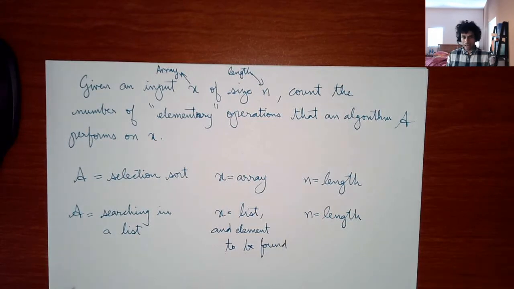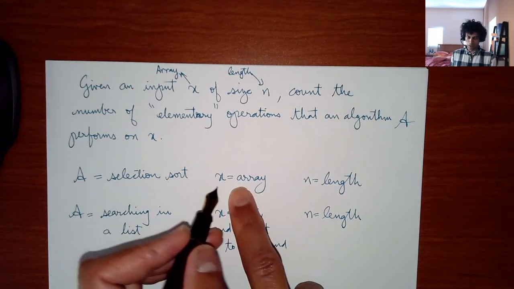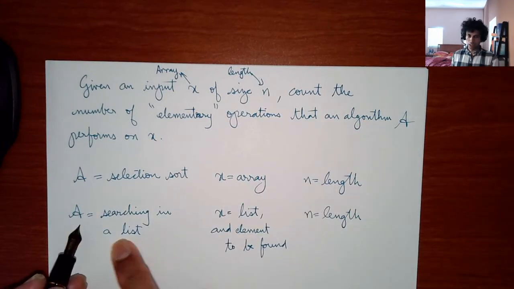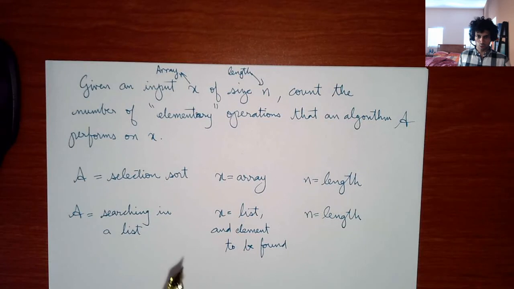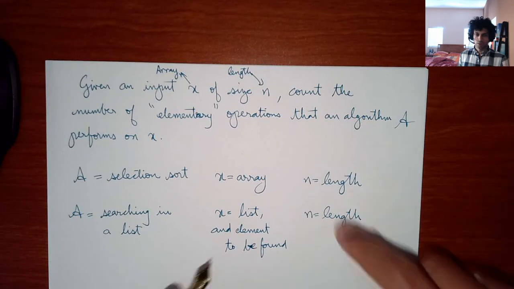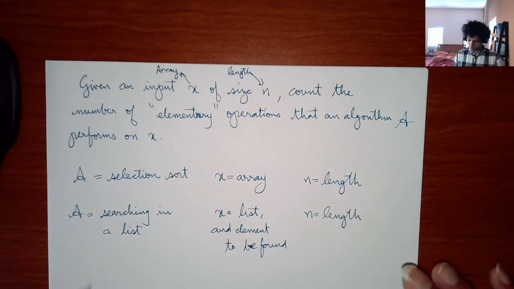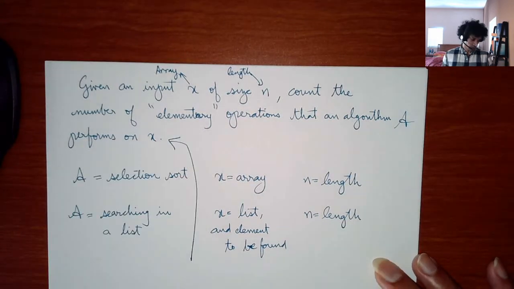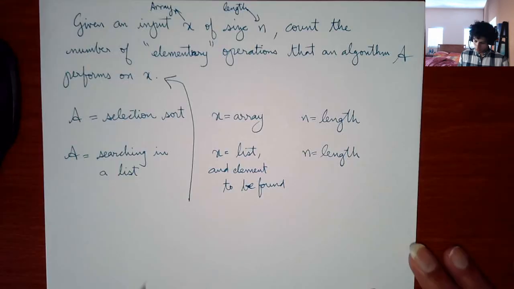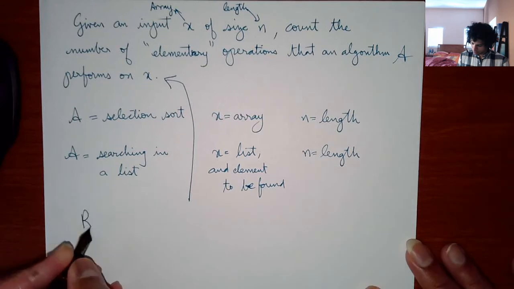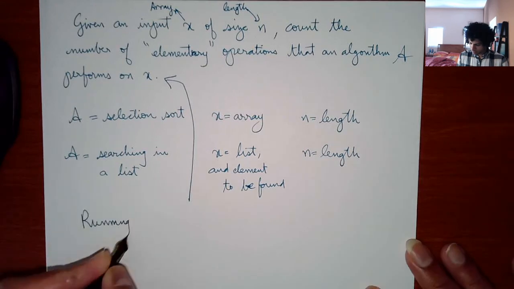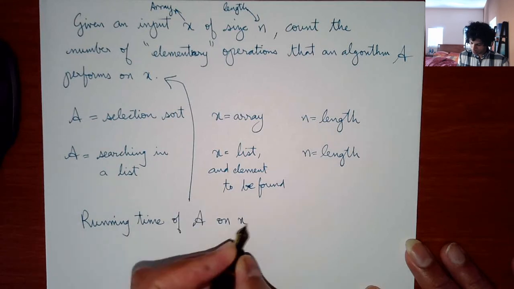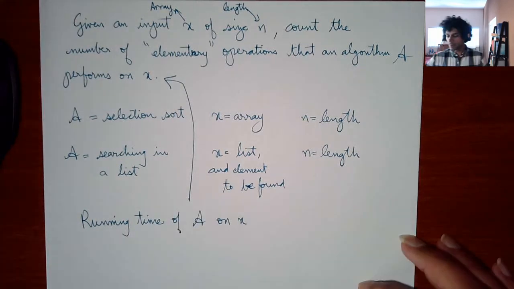Right, so you have an algorithm that takes some input of some length and then does something. So when you're searching in a list, you get a list and you have an element that you want to find, and then you have some length. I'm going to call this quantity the running time of A on X. What do I mean by elementary operations?